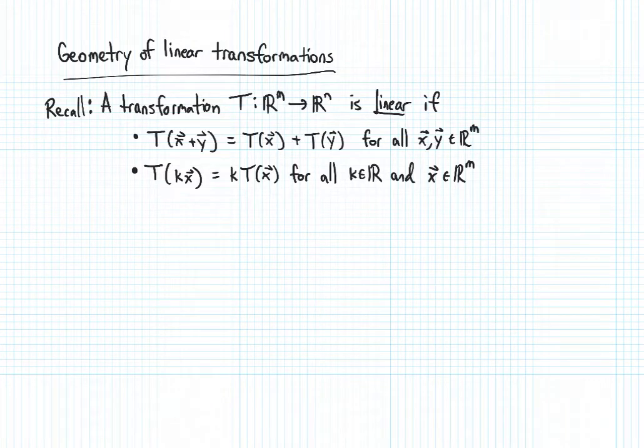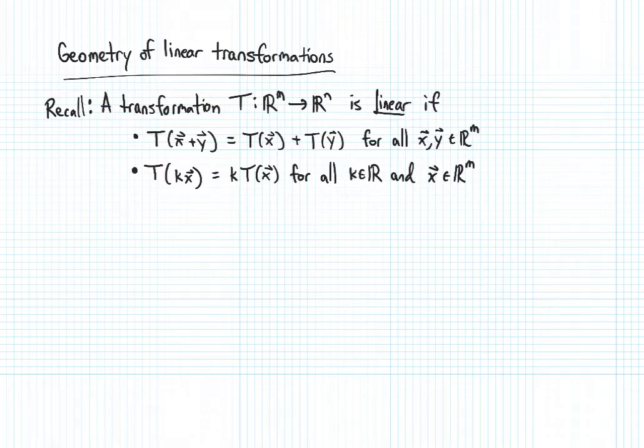Hi everyone. So remember that last time we had introduced this notion of a linear transformation as a transformation that satisfies these two conditions. One condition has to do with addition, that T of x plus y is equal to T of x plus T of y, and the other condition has to do with scalar multiplication, that T of k times x is equal to k times T of x, when k is a scalar.